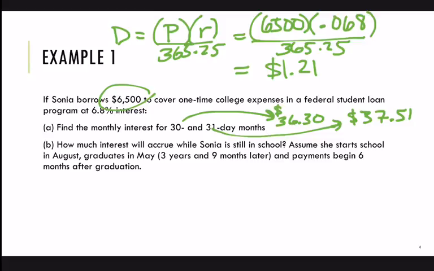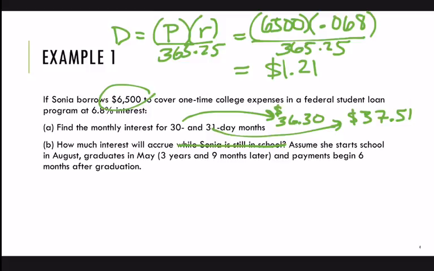Now let's find the amount of interest that accrues. Your textbook says while she's in school, but they also want you to consider the 6 months after graduation before she begins making her payments. So maybe a better way to say this is just how much interest will accrue until she begins making payments. She starts school in August, graduates in May, which is 3 years and 9 months later, and then there's a 6-month grace period where she doesn't make any student loan payments before the first payment begins.